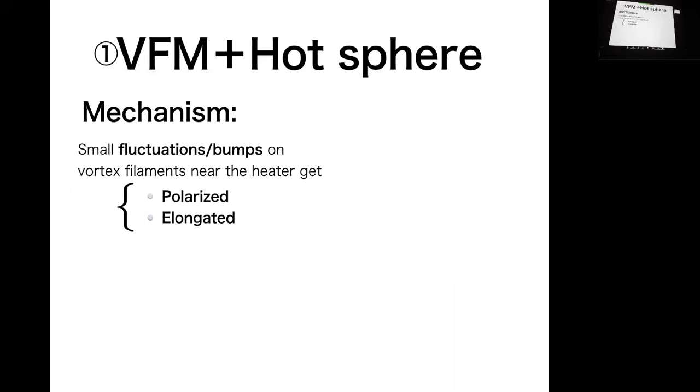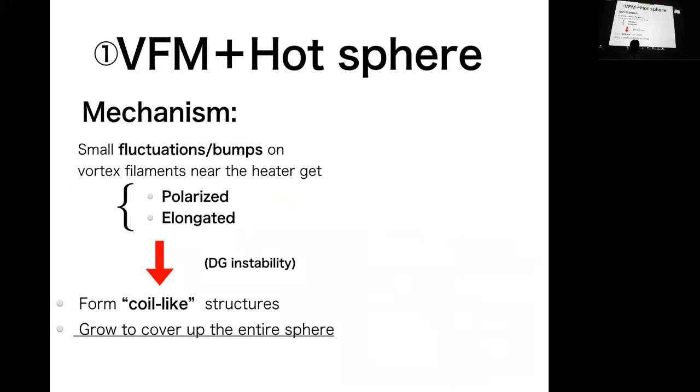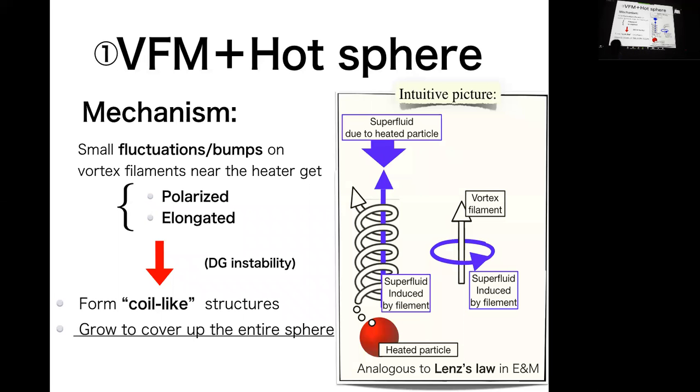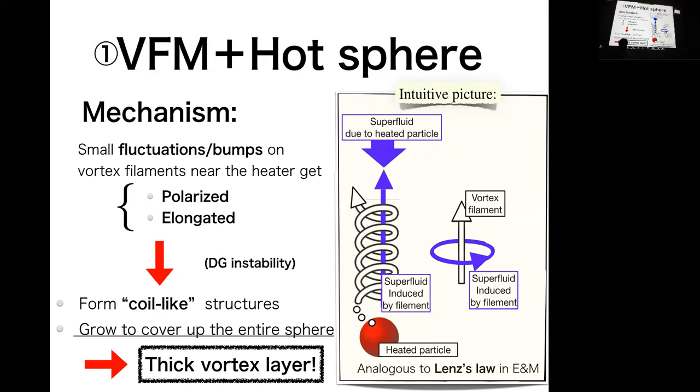And let me briefly explain the mechanism of the coil-like structure creation. It seems that small fluctuations or bumps on the vortex filament near the heater get strongly polarized and elongated, and they create a coil-like structure, and they go on to cover the entire sphere. An intuitive picture of that is something like this. The vortex filament coils up, and it basically induces a superfluid flow like this, which tries to cancel out the superfluid flow induced by the heated particle. So we can think of it as analogous to Lenz's law in classical electromagnetism. And that creates a thick vortex layer around the heated particle.